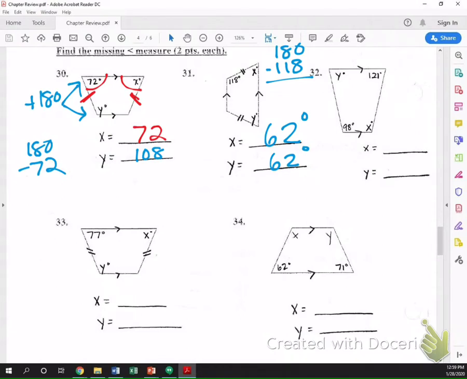Now, 32 is not an isosceles trapezoid, so don't get all excited. The only thing we know about this one is that it's a trapezoid, just a regular old trapezoid. So you have to go along the same leg. So to find x, we'll do 180 minus 121. What do you get? 98.